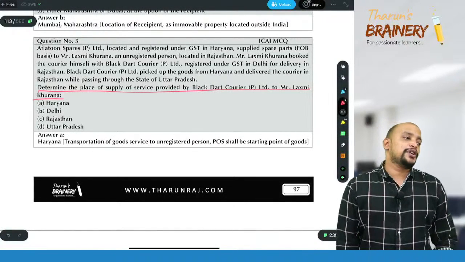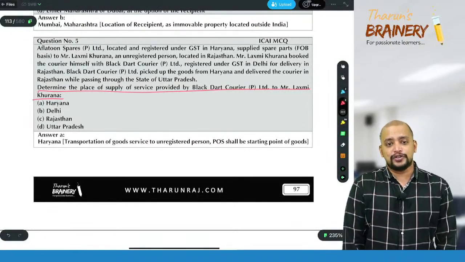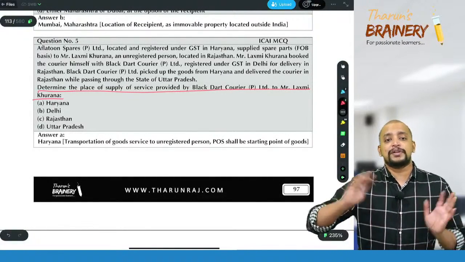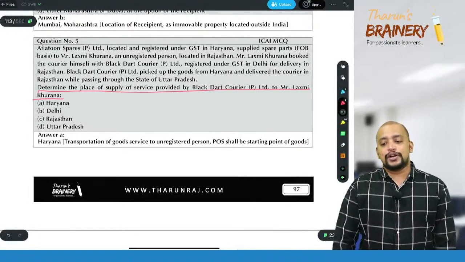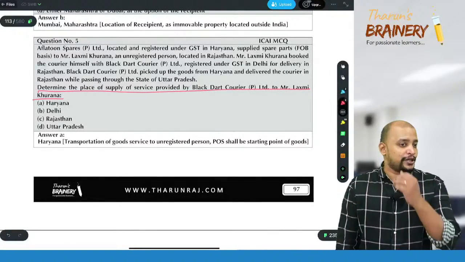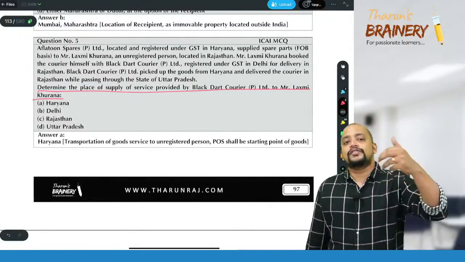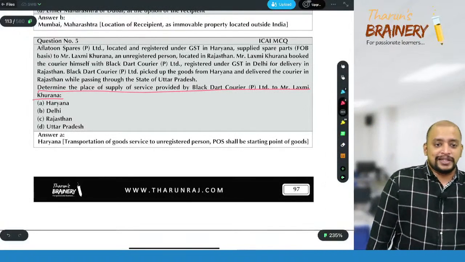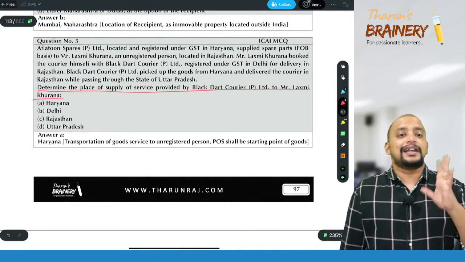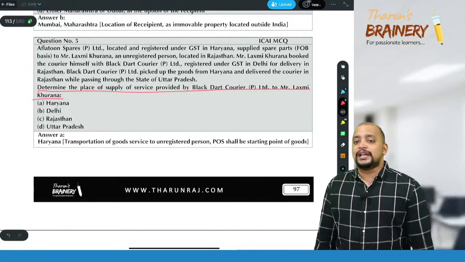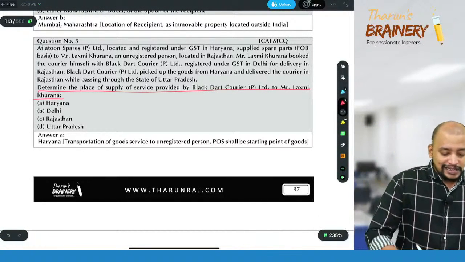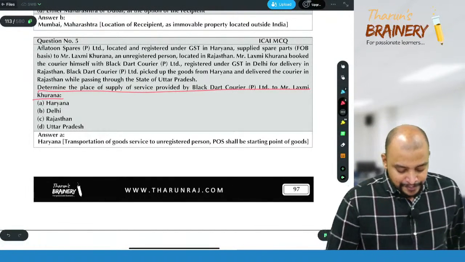In case of transportation of goods service, B2B, B2C. If the goods are going from India to outside India, it is always the ending point of the goods. Here the goods are not going from India to outside India; it is within India only. So therefore, from the starting point, if it is B2C, B2B, location of recipient. So here, is the recipient registered or not?